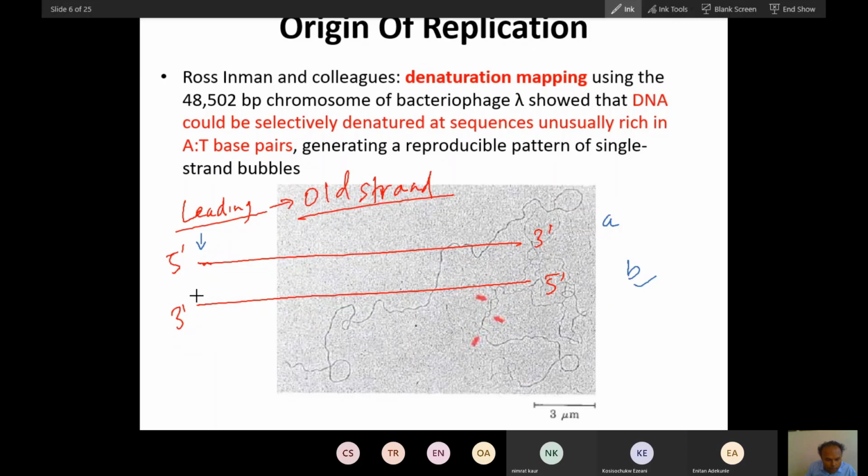So for the new strand, if it's synthesized, the leading strand is the strand on which DNA synthesis is continuous. On this strand, there will be primer synthesis. On this primer, there will be continuous DNA synthesis because DNA synthesis occurs from 5' to 3'. And on the other strand, there will be discontinuous DNA synthesis.